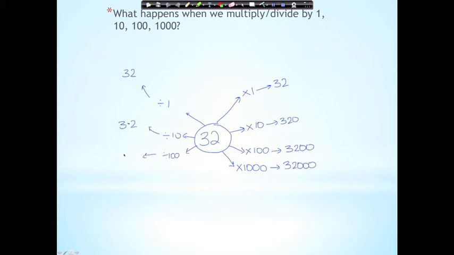I'm going to have 0.32, and then dividing by 1,000, I'm going to have 0.032. So for these ones you can see that the digits have all moved in the opposite direction, and we filled in the gaps with the zeros. And our decimal point needs to remain fixed.